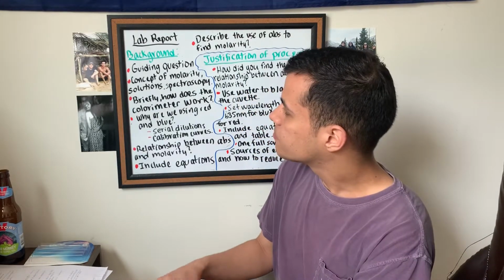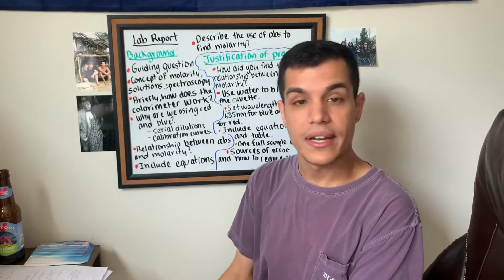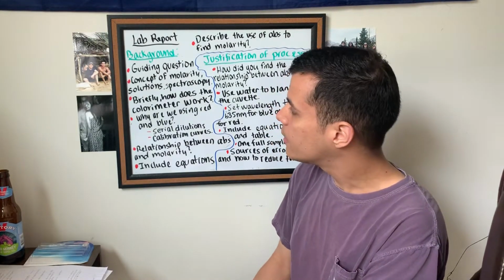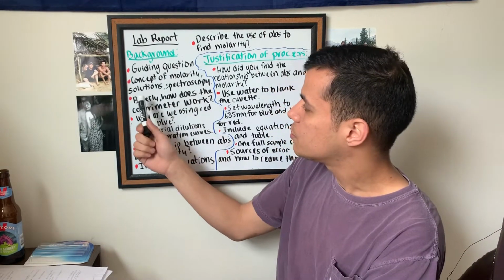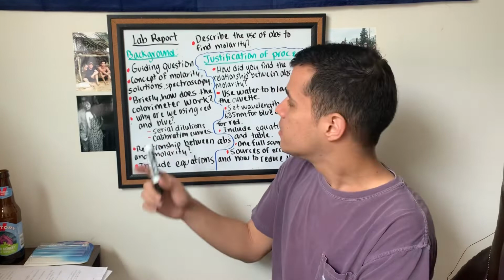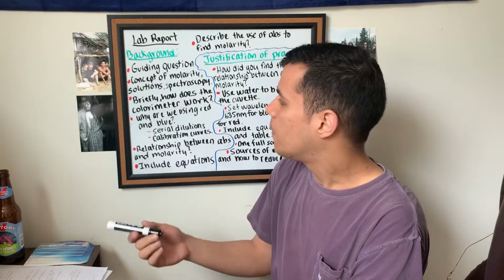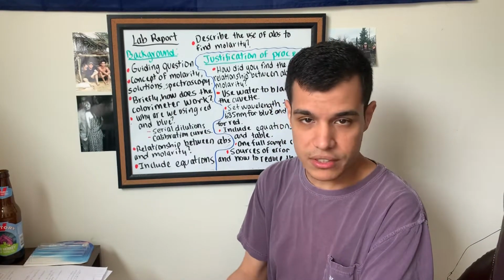Starting with this, you're going to include your guiding question, and that is: what is the composition of a 1 liter solution of purple? And when we talked about that, we started talking about molarity, solution, and spectroscopy, right? We said molarity is a type of concentration, and a solution is basically a solute that's dissolved in a solvent.